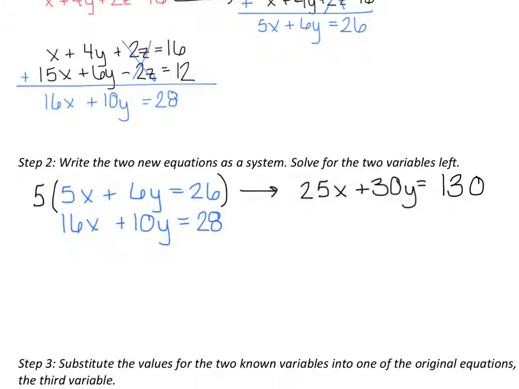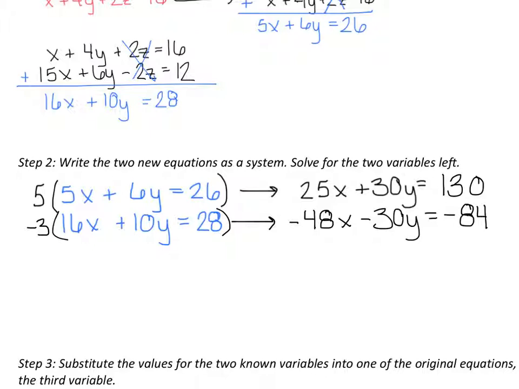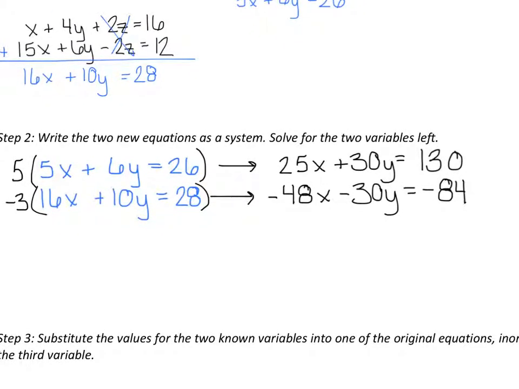What do we need to multiply the bottom equation by to make the y a negative 30? Negative 3. So what's negative 3 times 16? It's about negative 48x minus 30y equals 24 times negative 3, that's negative 60 minus... 74 plus 8, it's going to be negative 82, it's going to be negative 84. I was close. Calculator's a good friend.